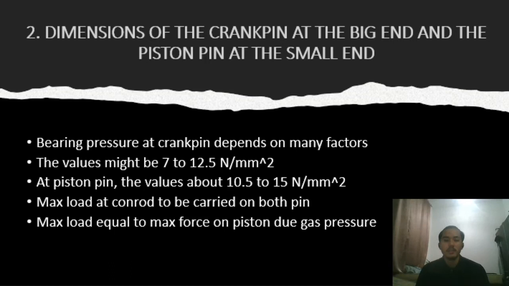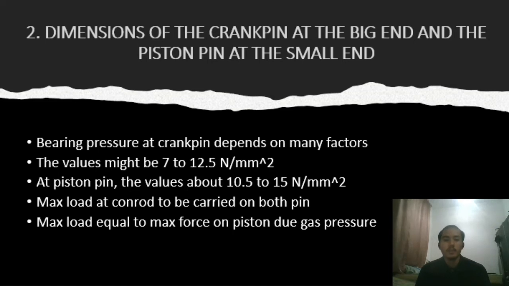Next is the dimension of the crank pin at the big end and the piston pin at the small end. Since the dimensions of the crank pin at the big end and the piston pin at the small end are limited, fairly high bearing pressures have to be allowed at the bearings of these two pins.